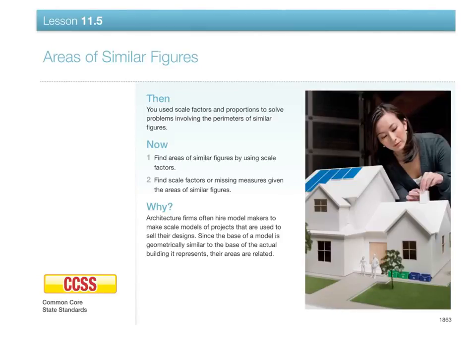Alright, we're moving on to 11.5, the area of similar figures. Okay, don't forget similar figures, we need to use scale factors or missing measures to give the areas of one figure, and then obviously it's in proportion, the new one's in proportion to whatever that figure is.